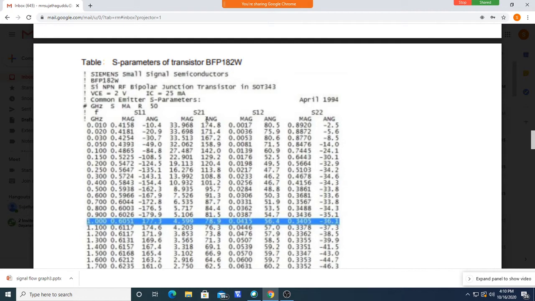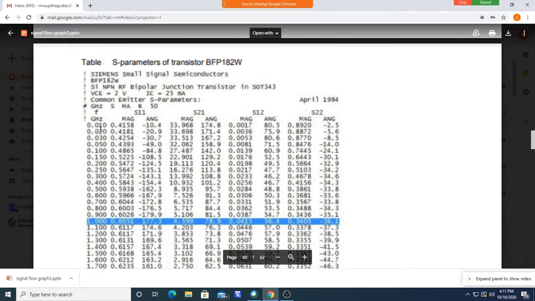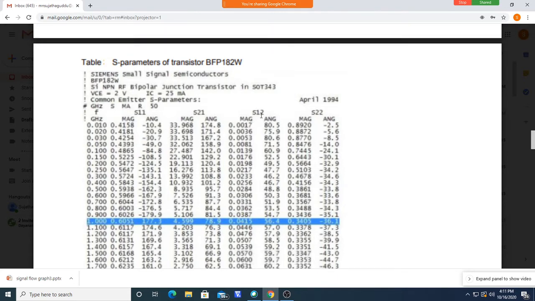Similarly S21. If you send a signal at port 1, the output at port 2 has a magnitude of 33.968. You can verify the output: V2 divided by V1, so V2 is 33 times V1. That is at 0.01 gigahertz. Similarly, S12.